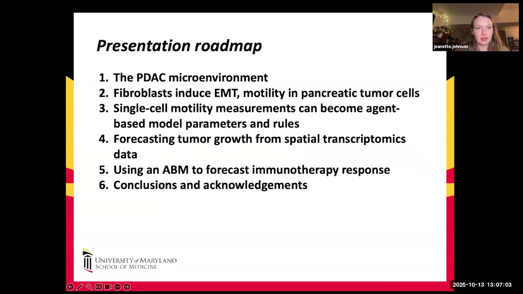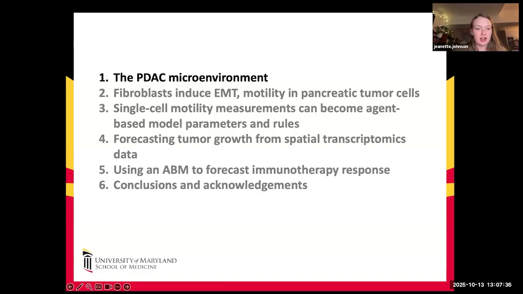So I'll start with an overview of the pancreatic cancer microenvironment, and then talk about the relationship between cancer-associated fibroblasts and the epithelial to mesenchymal transition in tumor cells. Then I'll talk about some experiments we did and how we turned them into an agent-based model. And then I'll show two genomics and agent-based model integrations, one forecasting tumor growth from spatial transcriptomics initialized ABMs, and then one from a single-cell RNA sequencing data set.